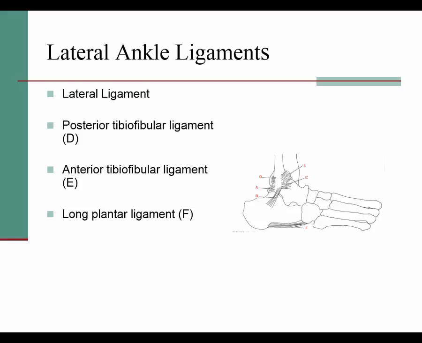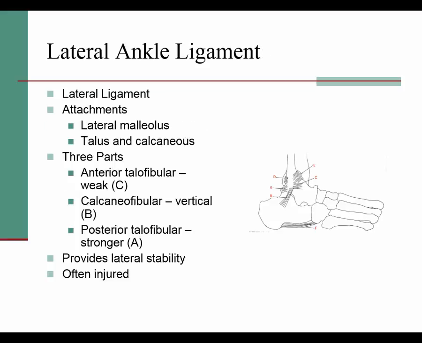The lateral ankle ligament attaches to the lateral malleolus and the talus and calcaneus. There are three parts. You've got the anterior talofibular, which is a pretty weak part of this ligament. You've got the calcaneofibular ligament, which runs vertically right through here, and the posterior talofibular, which is one of the stronger ligaments you're going to see. This provides lateral stability. It's the one that's most often injured.